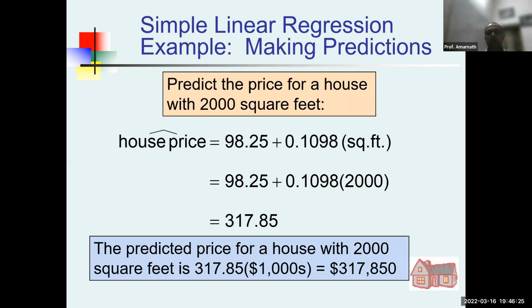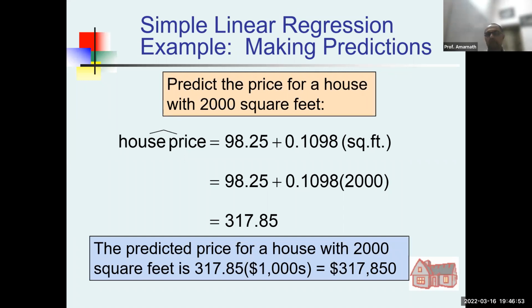So what does he have to do? I have this equation ready. How will the real estate fellow use it? The question: predict the price for a house with 2000 square feet. What I told you is that the left side of the equation is y hat. Here it is house price hat, for an estimated or predicted house price.